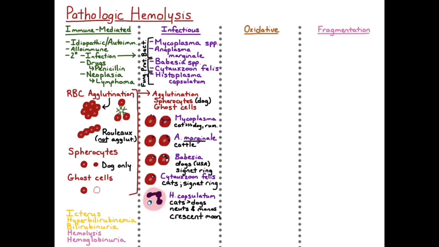Now, the gross findings that you would expect to see with an infectious hemolytic anemia are the exact same that you would expect to see with a non-infectious IMHA. So you can see icterus, hyperbilirubinemia, bilirubinuria, hemolysis, and hemoglobinuria.